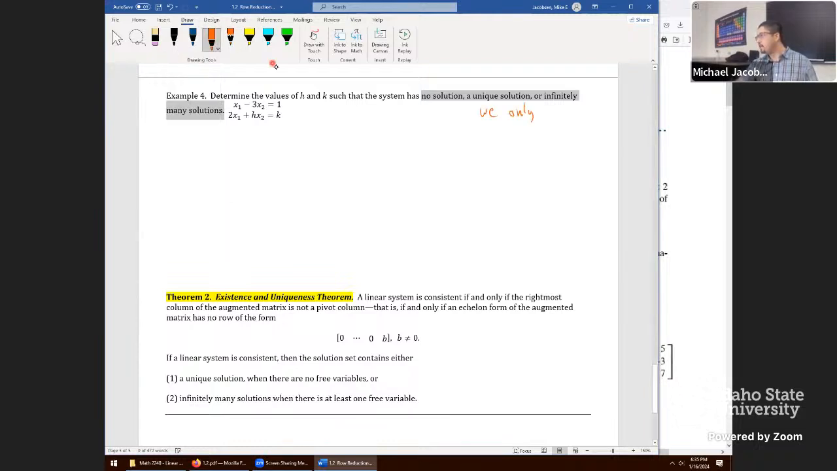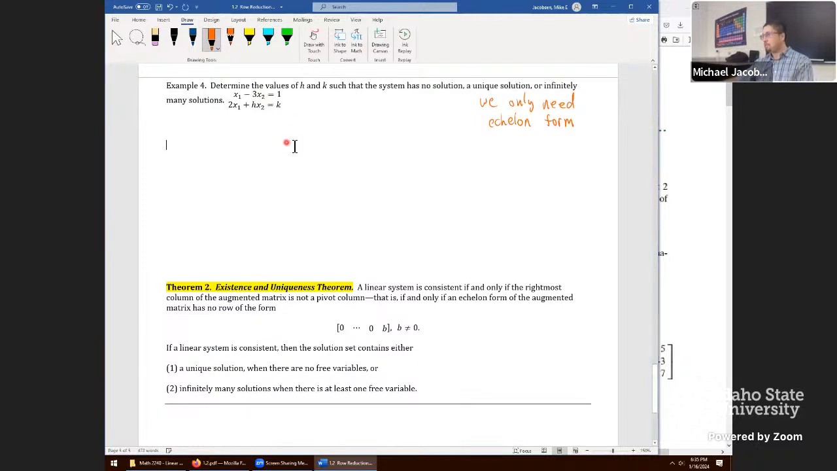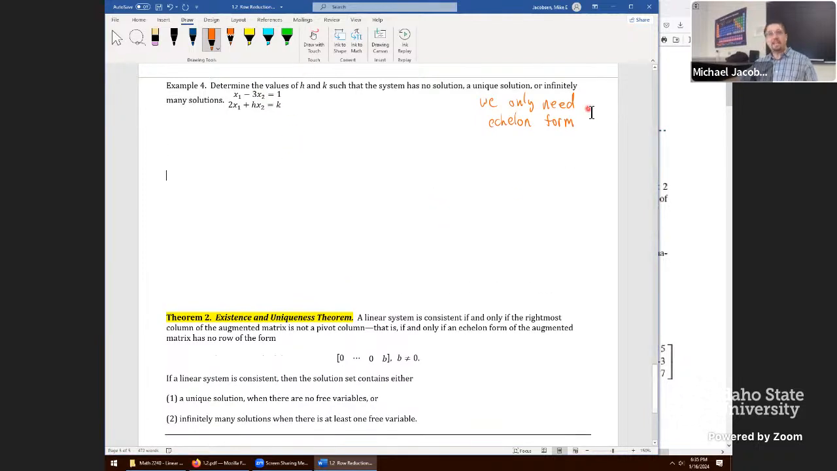We only need echelon form. If we were going for the general solutions, we would have needed the reduced echelon form. Okay, well, we need to get an echelon form, but we first need to get the augmented matrix even just to start this. So here's our system right here. Let's write down that augmented matrix.